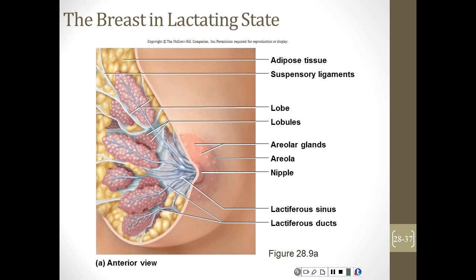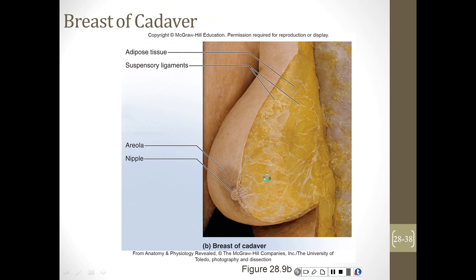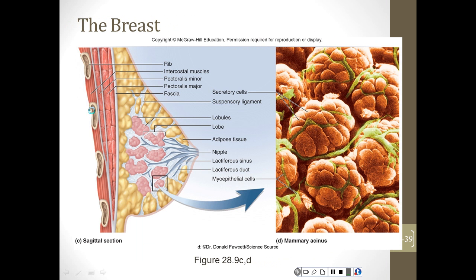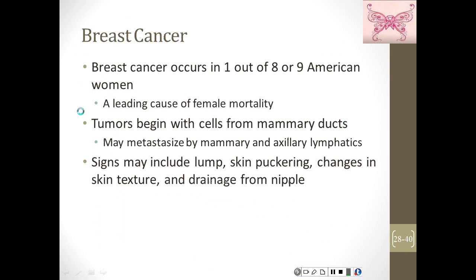Here are the lobes. Here's the fatty tissue, adipose tissue, and our suspensory ligaments. Here's another view of what it looks like. This is of a cadaver. Some more diagrams. You know, I'm big on diagrams. This will help you guys with understanding where these various things are located.